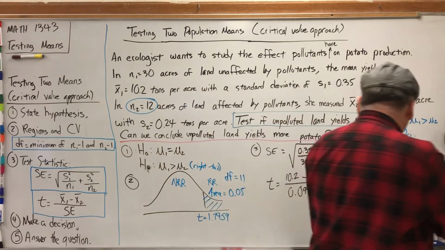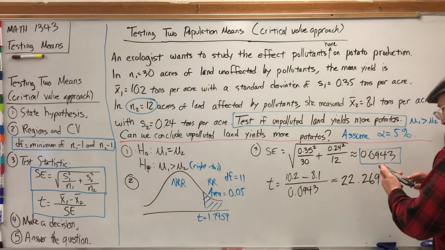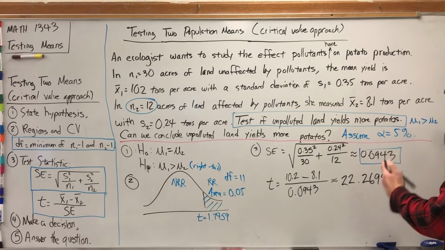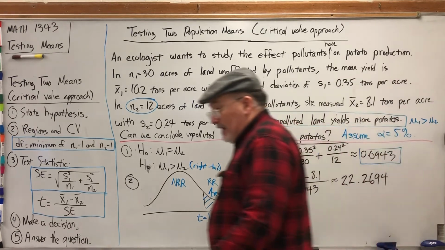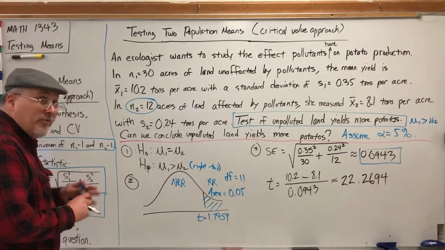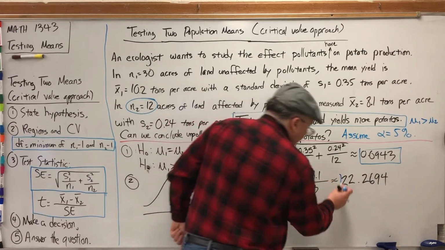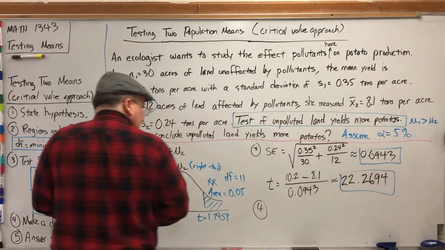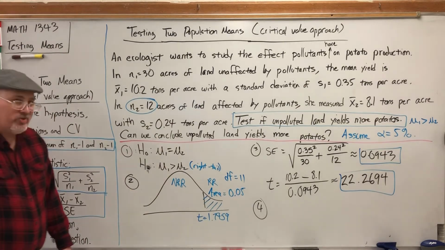But I'll do it one more time just to make sure I didn't make a mistake. 10.2 minus 8.1 equals divided by 0.0943. Yeah, I got the same thing. That's what I said, wow, because that's a pretty large test statistic. And remember what we do with this guy. The next thing we do is we compare our test statistic to our critical value to see which region it lands in.